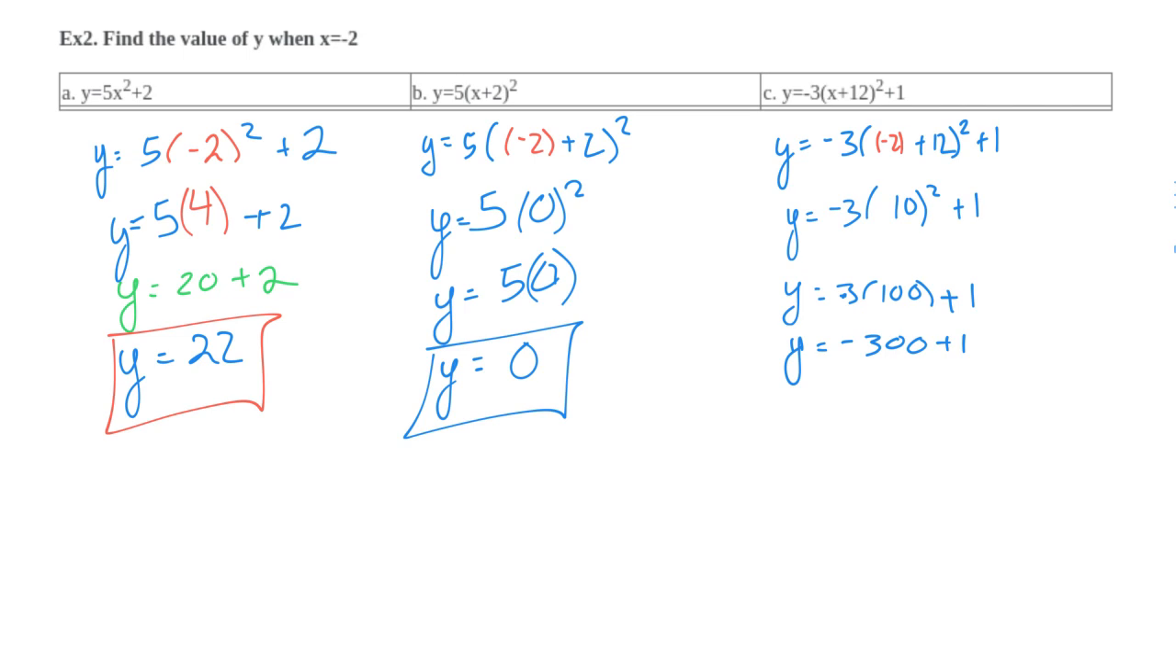And simplifying, we end up with -299. So we have to remember that we have -299 for x is equal to -2. Just take a moment and look back on that. Remember, if I have x is -2, then I've got y being -299. So essentially it allows us to present points of interest for a graph if we ever need them.